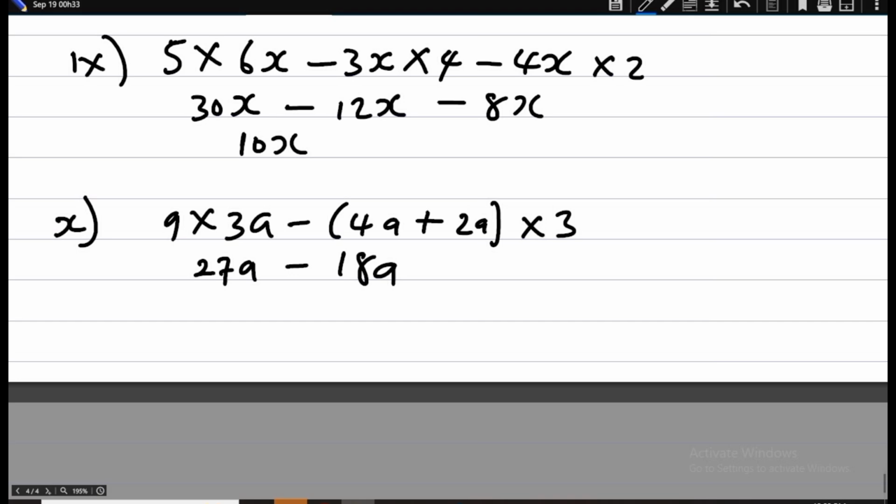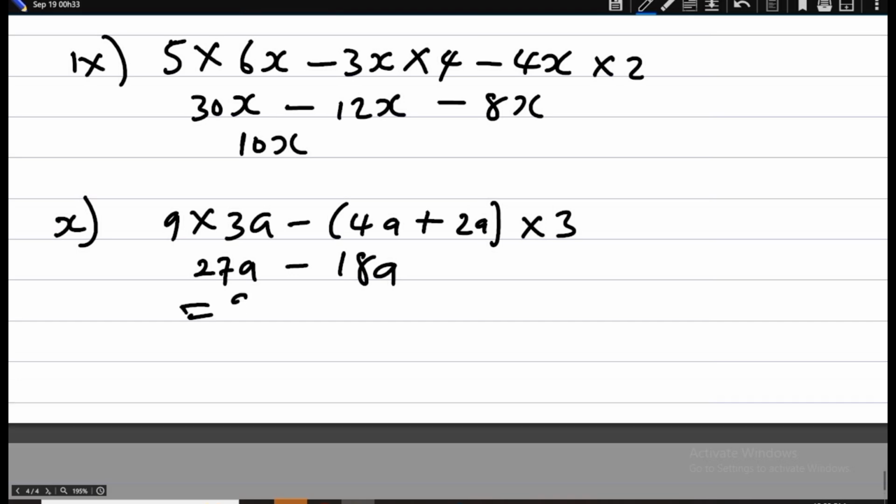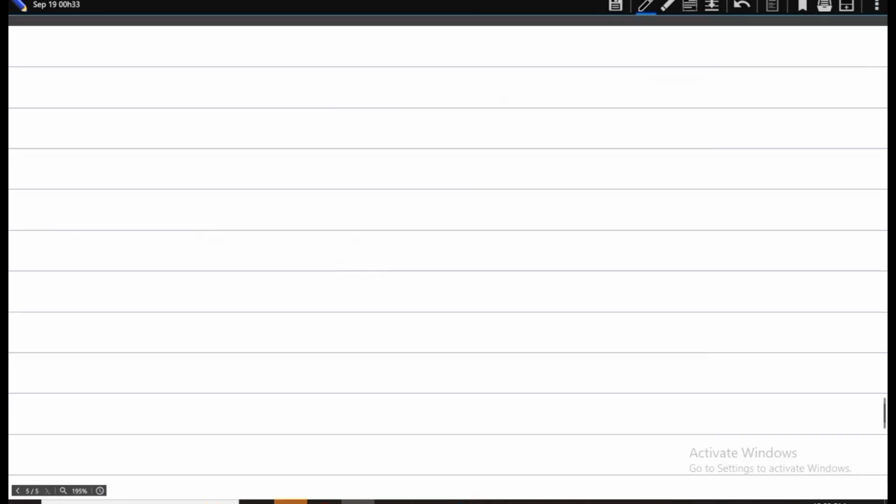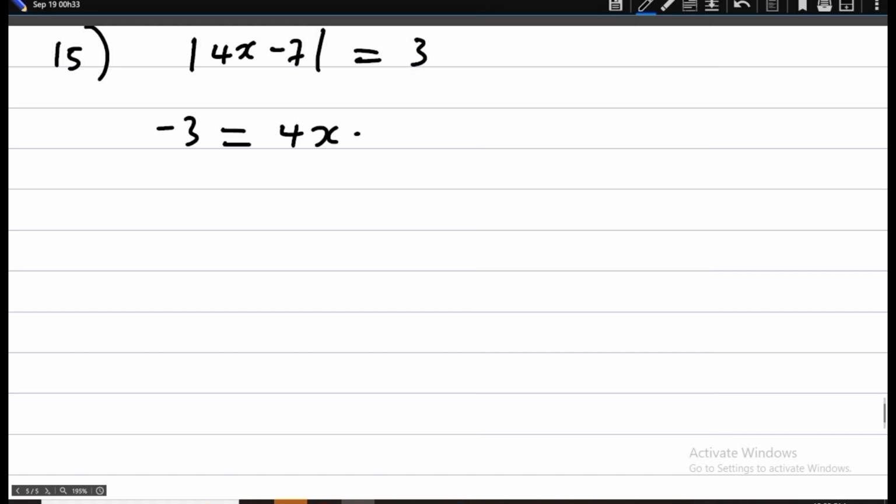Okay, so let me add another page for question number 15. I'm done with 14. Question number 15 said the absolute value of 4x minus 7 is equal to 3. How do you remove absolute value? You're going to say that minus 3 is equal to 4x minus 7, which is equal to 3. Just take the negative of the right hand side to the other side. That's just it. So we solve the left, we solve the right.